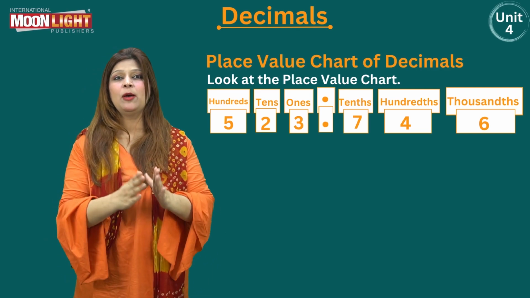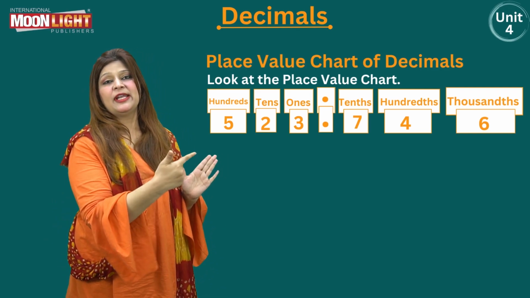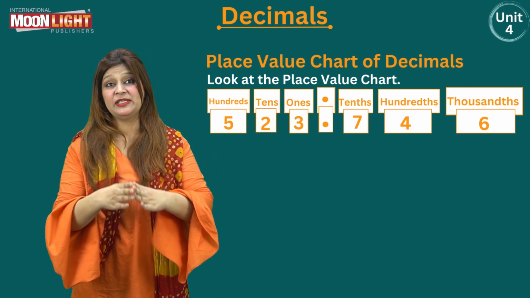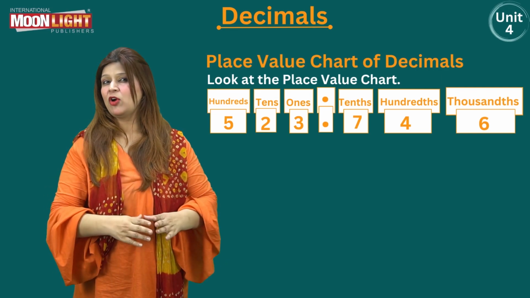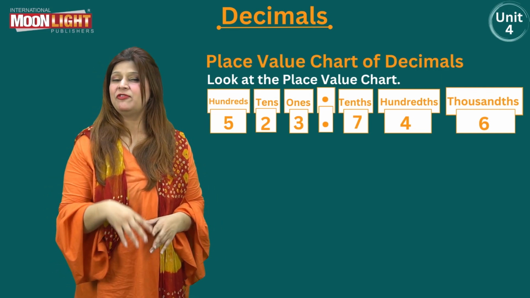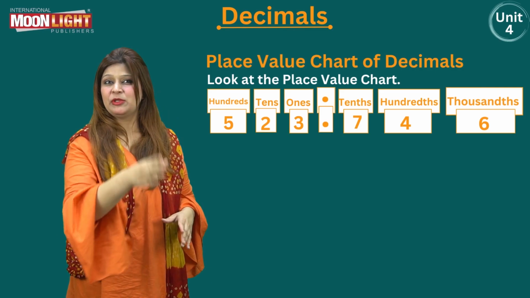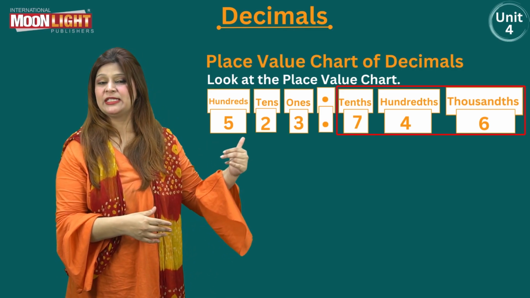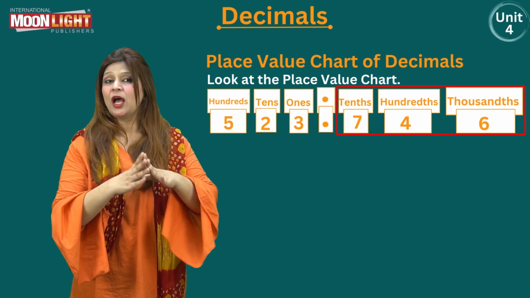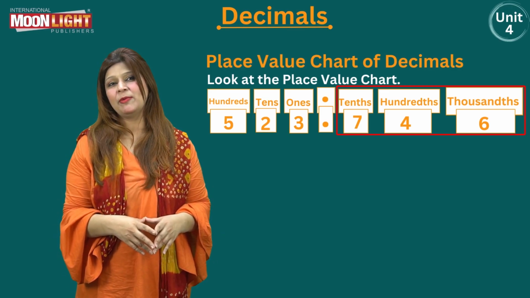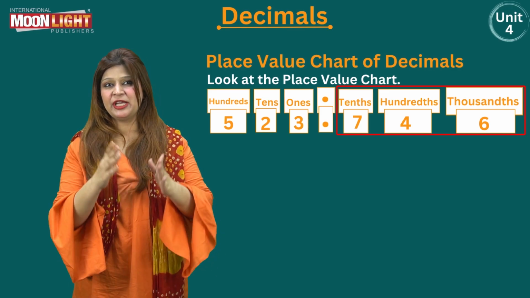The numbers after the decimal point are called decimal places. So how many decimal places do I have? Yes, I have 1, 2, 3 decimal places, because 7, 4 and 6 are three numbers after the decimal point. So I have 3 decimal places.